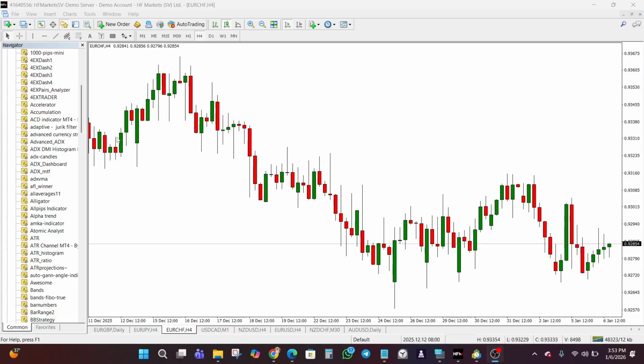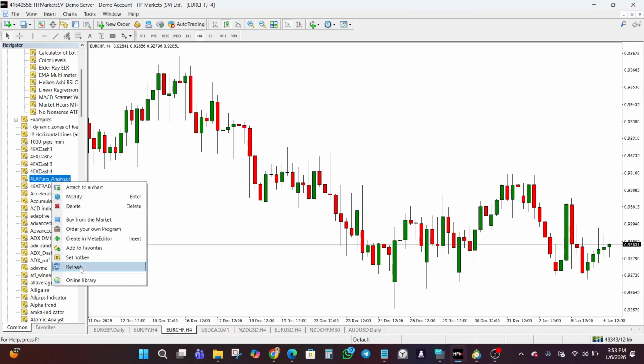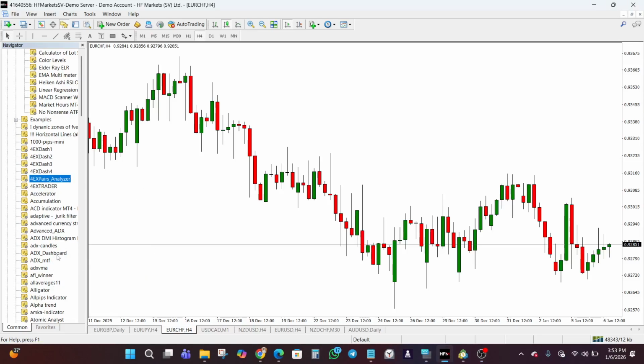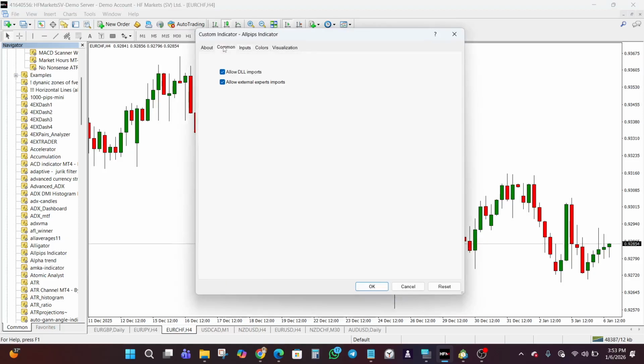Then you head on to your MT4 indicators folder. You add the indicator file there. You come back to your navigator. You refresh, right click and refresh. After doing that, just look for the Allpips indicator, drag and drop to your desired chart. Ensure that the allow DLL imports box is checked.